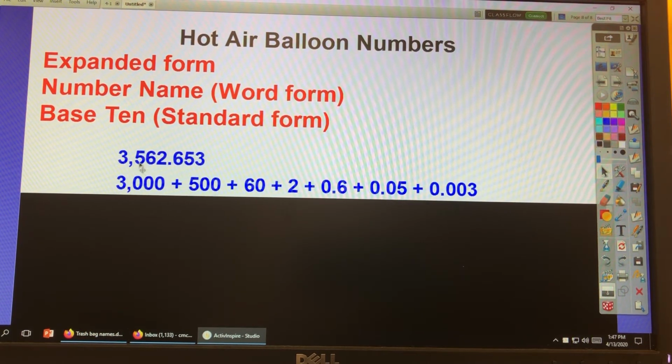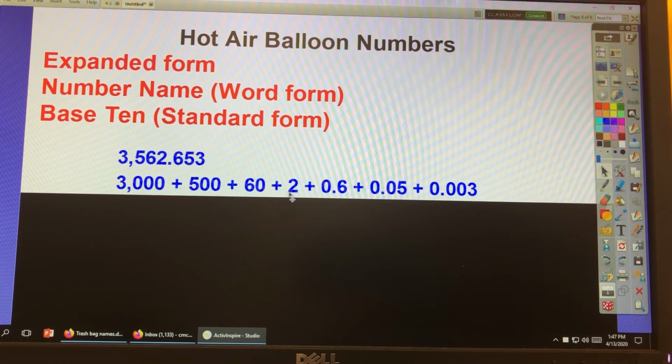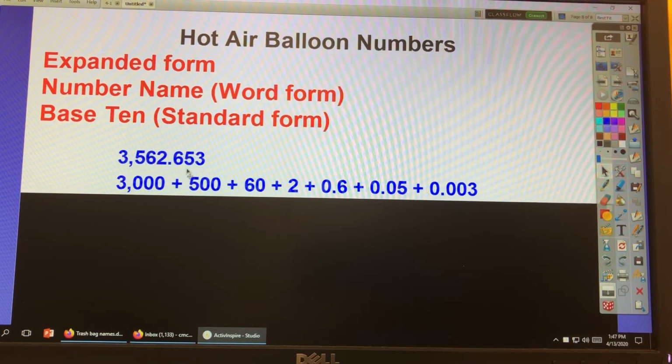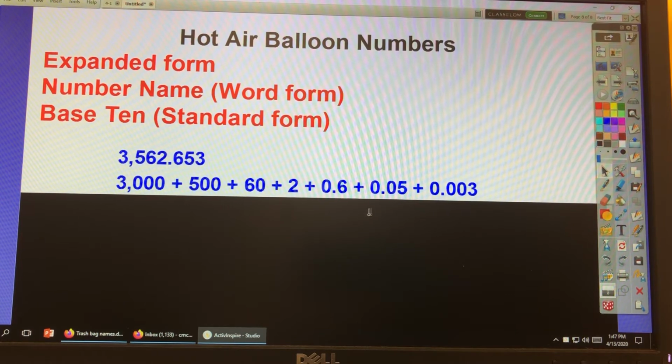Plus the 5, which is in the hundreds place, it's worth 500. The 6, which is in the tens place, makes it worth 60. The 2's in the ones place, so that makes it worth 2. Okay, now we're going into decimal territory. So the 6 is in the tenths place. It is worth, we write it like so, 6 tenths. The 5 is in the hundredths place. We write it as 5 hundredths. The 3 is in the thousandths place. We write it as 3 thousandths.